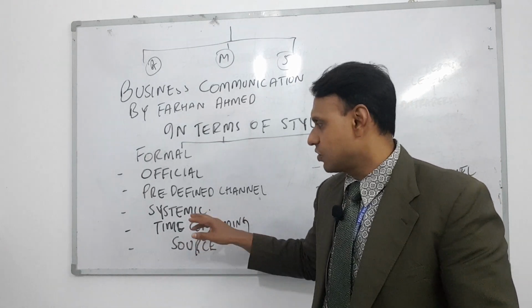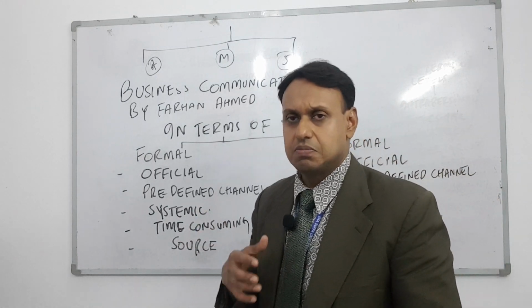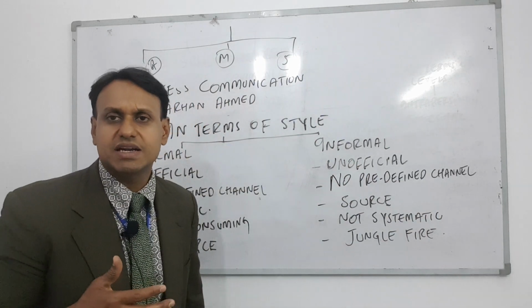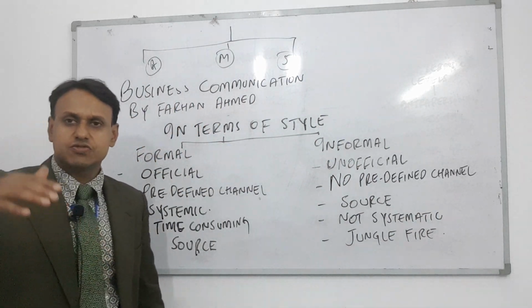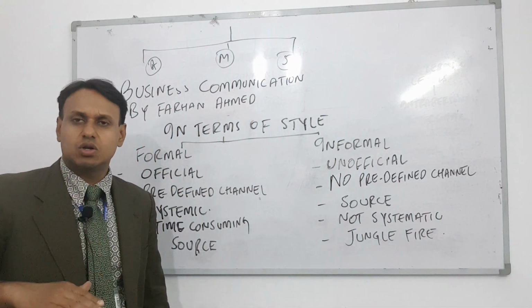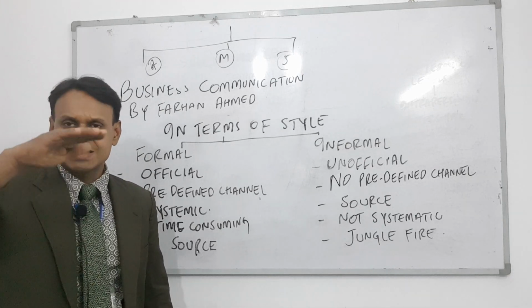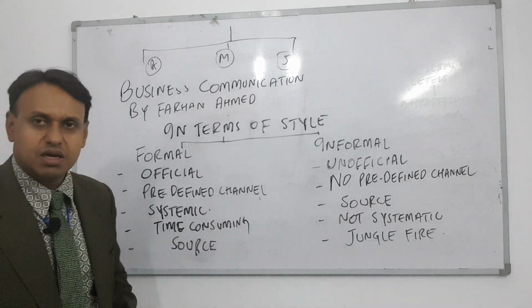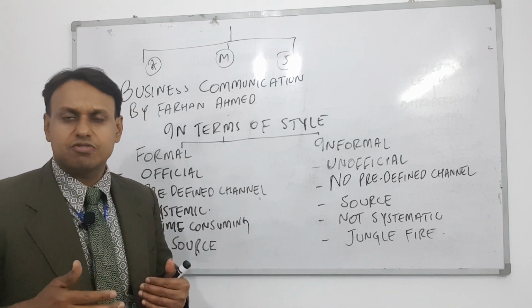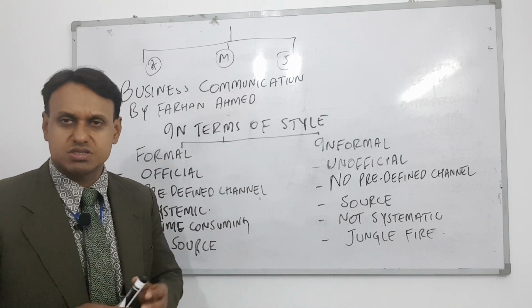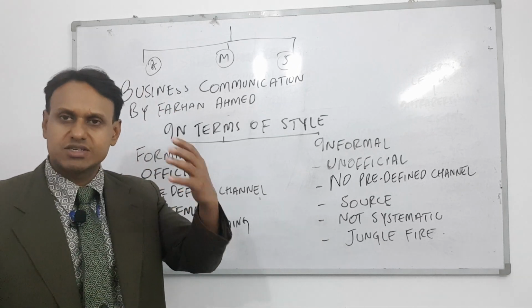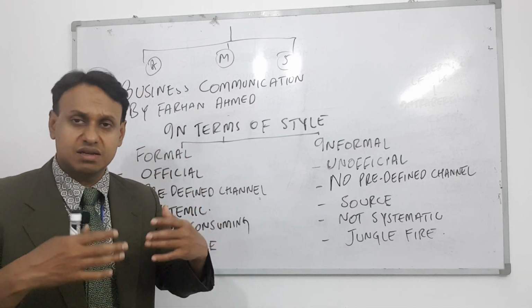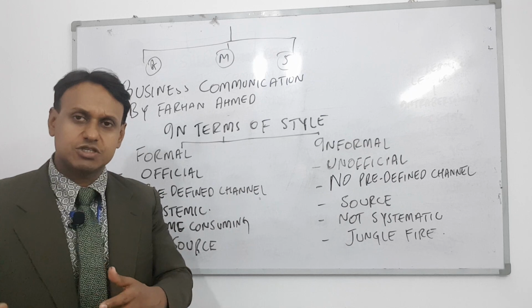And then we have got systematic. Formal communication is systematic in nature. So if the communication is flowing from the top hierarchy to the lower level, it will follow a system. It will be time consuming, as we can see. It will be a time-taking process, and apart from that, it will be a systematic process, that is, who gets the information first, who gets to decide the information, and then how it is passed on to different managers.